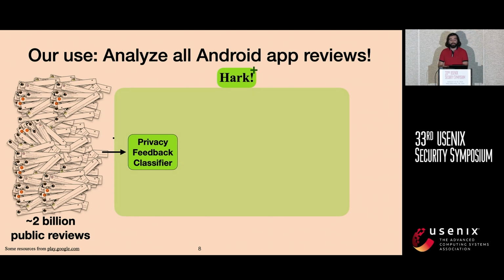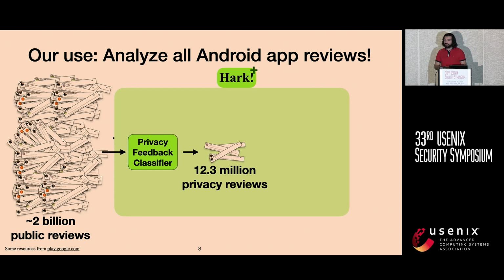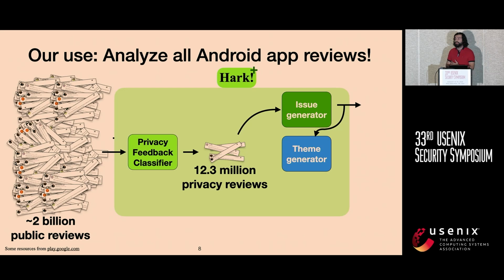We first feed it into a privacy feedback classifier, which gives us 12.3 million privacy reviews. To the best of my knowledge, this is the biggest ever corpus of privacy-relevant feedback that's ever been analyzed. We feed that into an issue generator, which gives us the granular issues that people are talking about in reviews, including multiple issues per review. We take these, we cluster them, we feed them into a theme generator, creating high-level themes, somewhat analogous to qualitative coding, but at a larger scale.